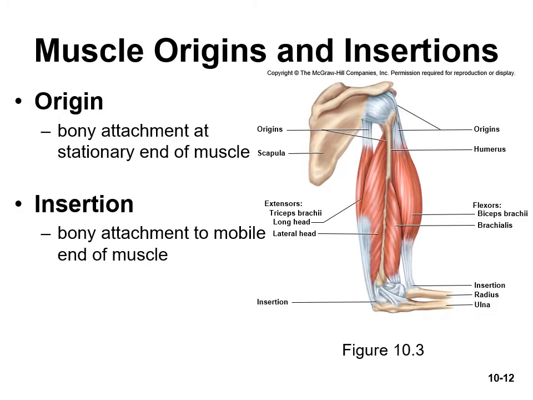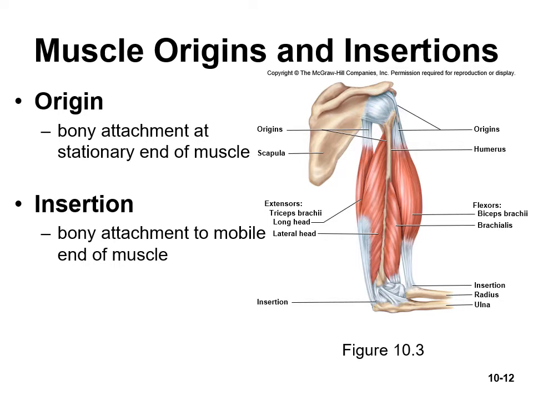When I say insertion, that is the point where a muscle attaches to the mobile end of something. So in the case of your facial muscles, your muscles are inserting on the backs of your eyebrows, and the eyebrows are what move. It is the mobile end of the muscle. The opposite of the insertion is going to be the origin. This is the bony attachment of the stationary end of the muscle. So when you think of a muscle contracting, one end has to be stationary. Otherwise, the muscle would just shorten up and there would be no usable movement.